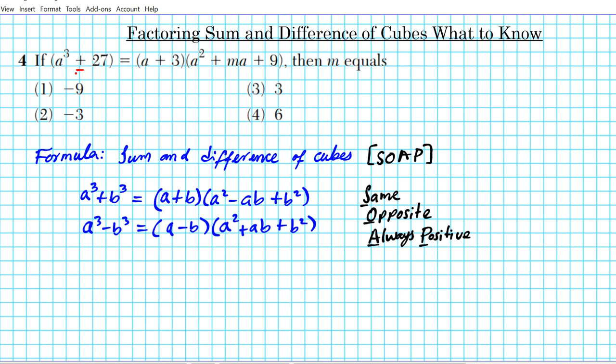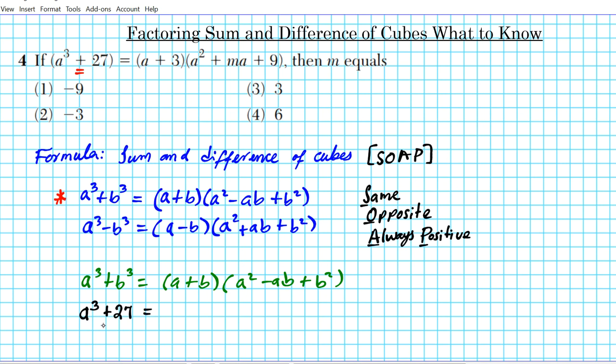This is a cubed plus 27, so we're going to be using formula number 1. We are going to be using the sum formula to solve this problem. Okay, all right, so let's go ahead and set it up. Let's write this down. I'm going to write down the formula on the top. The formula is a cubed plus b cubed equals a plus b times a squared minus ab plus b squared. So we're applying this formula to this scenario right here, a to the third plus 27.